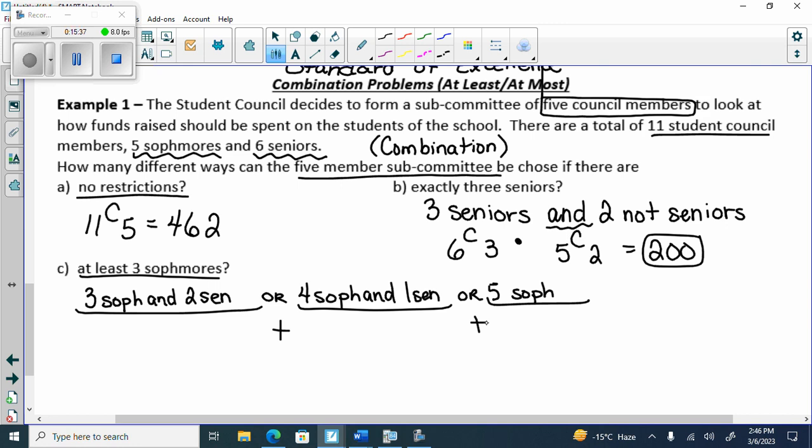So this one's going to be 5C3 and is multiply 6C2 plus 5C4 times 6C1 plus 5C5. Everyone type it into their calculator. You can type it in all at once. You don't even have to do it separately. Anyone get an answer? What'd you get? Can I have one?